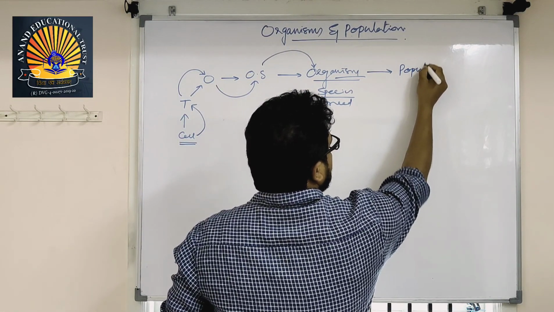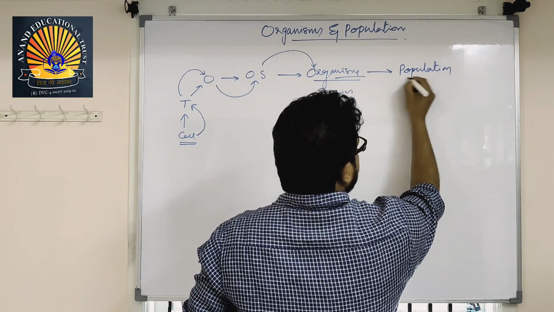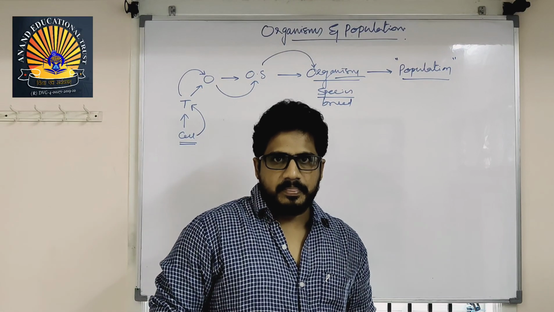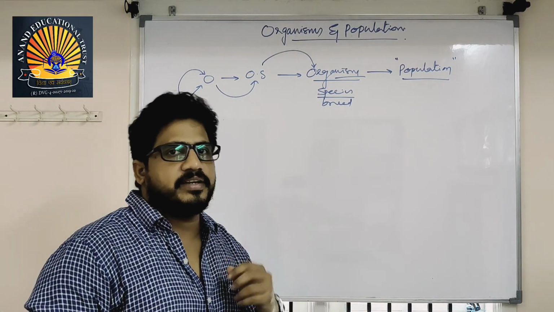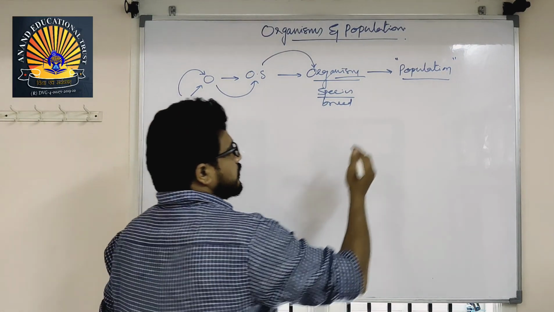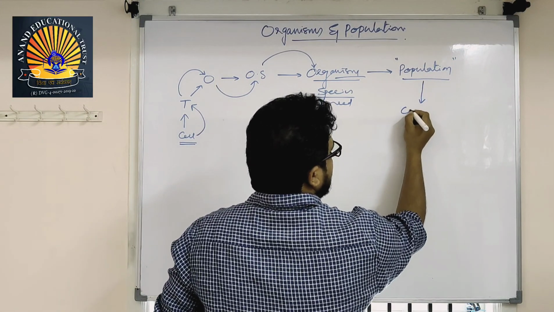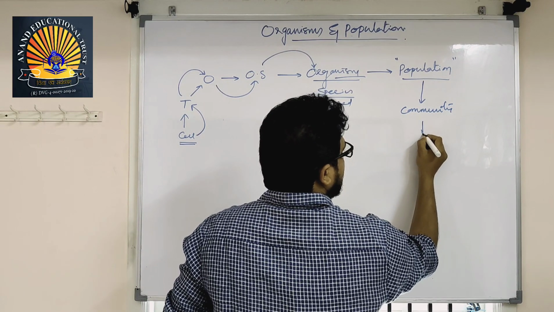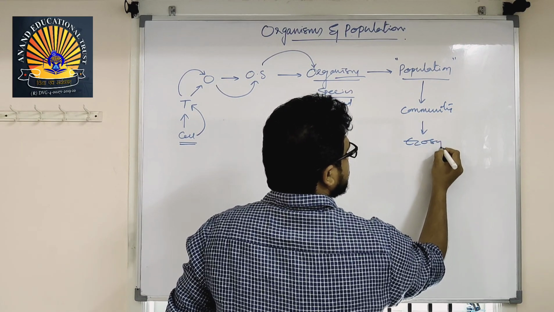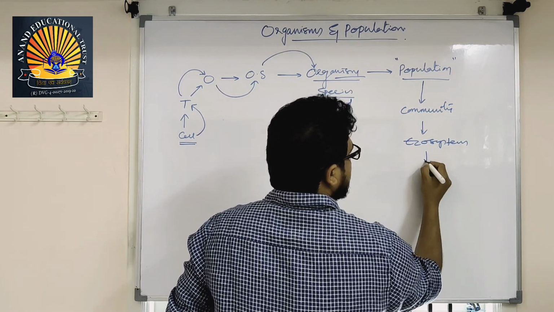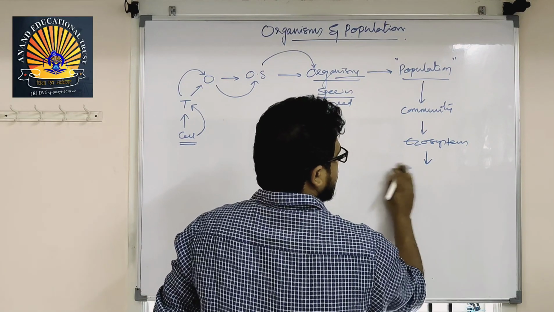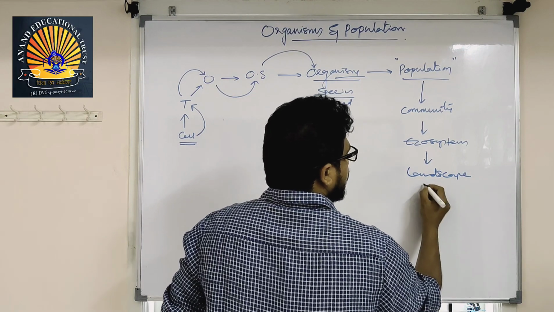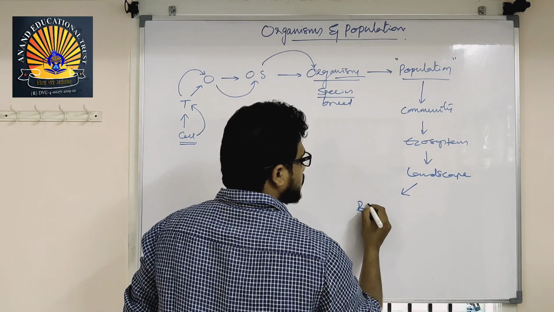population. Population is the place where diversity can be seen, even in the same species with different habits and habitats. A group of populations becomes a community. A group of communities becomes an ecosystem. A group of ecosystems becomes a landscape. A group of landscapes becomes a biome.